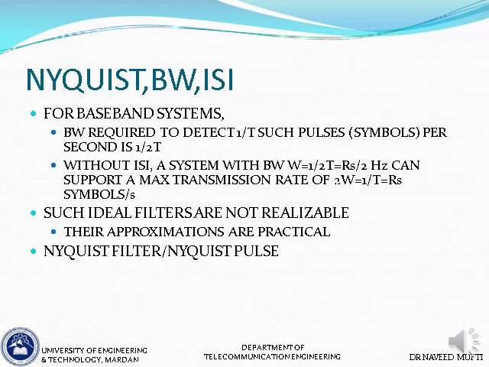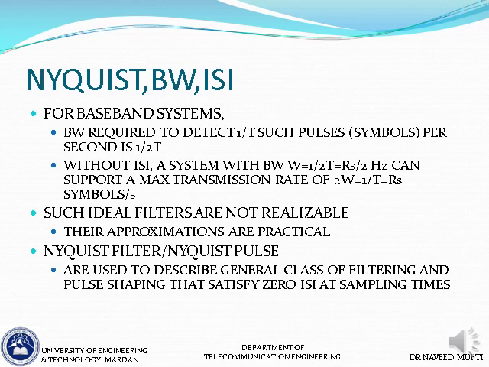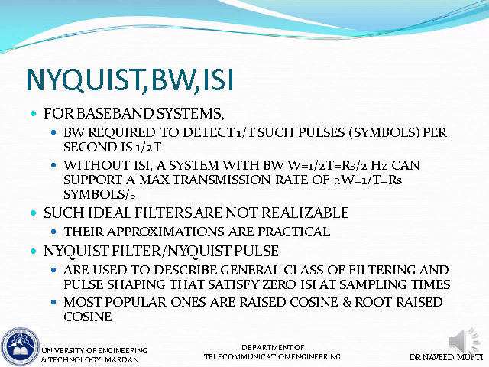The Nyquist filter या Nyquist pulse, ये दोनों terms generally they are used to describe a general class of filtering and pulse shaping that satisfy the zero ISI at sampling times criteria. तो कोई भी ऐसी pulses जो कि या filters जो कि ये condition satisfy कर दें कि sampling time के वक्त ISI ज़ीरो हो, उन्हें हम Nyquist filters या Nyquist pulses की कैटेगरी में शुमार करते हैं. The most popular ones are raised cosine और root raised cosine, क्योंकि हम discuss भी करेंगे आगे.